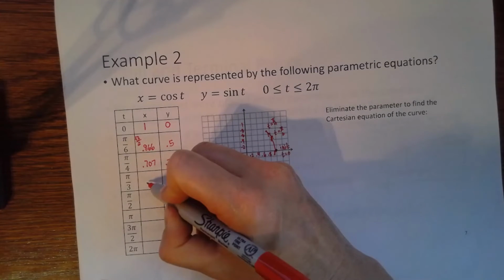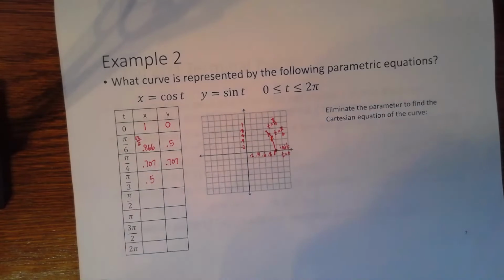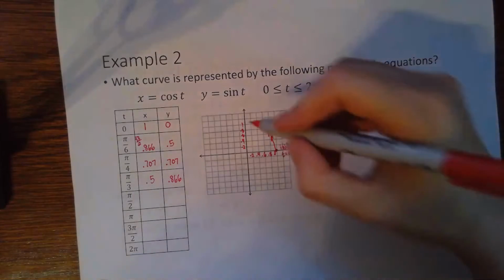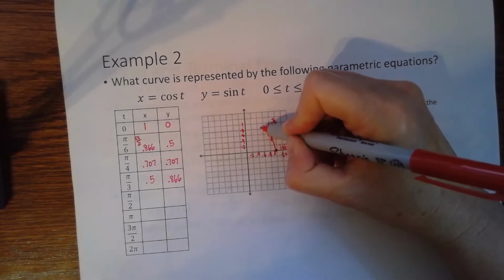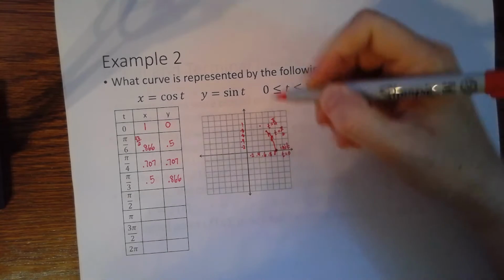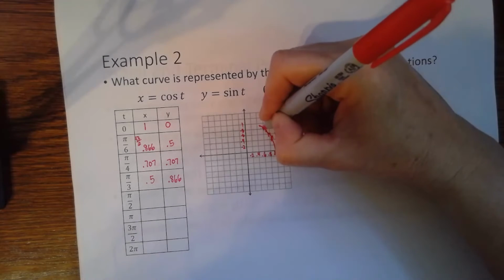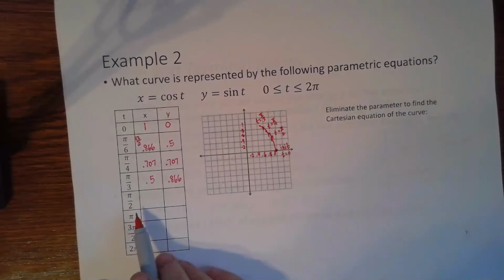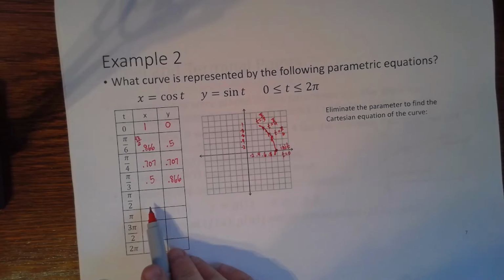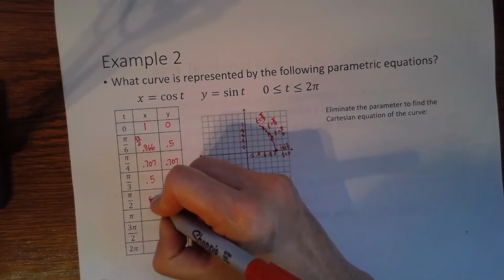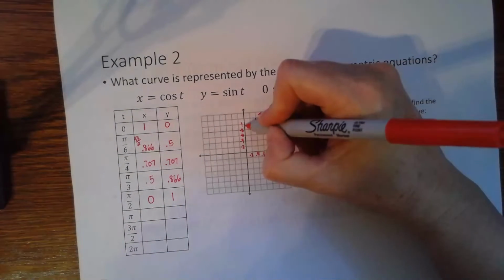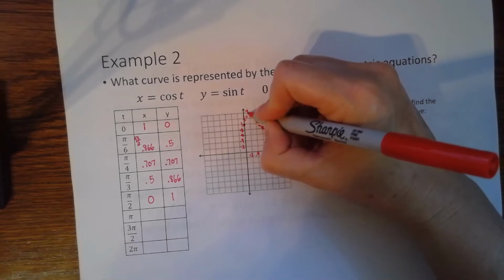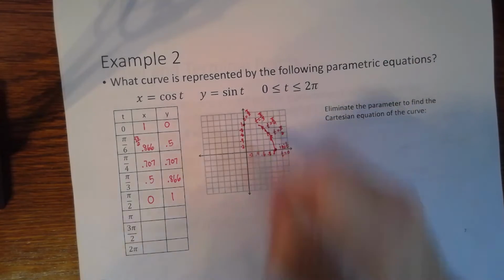At pi over 3, the cosine is a half, which is 0.5, and the sine is now 0.866. Those have swapped. So at 0.5, we're up at 0.866, so right about here. So it's moving this direction. This is at pi over 3, and then when we get to pi over 2, the cosine of pi over 2 is 0, and the sine of pi over 2 is 1. So here we are at pi over 2. You can see the angle is at pi over 2.